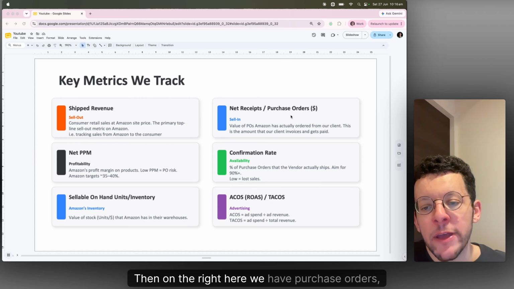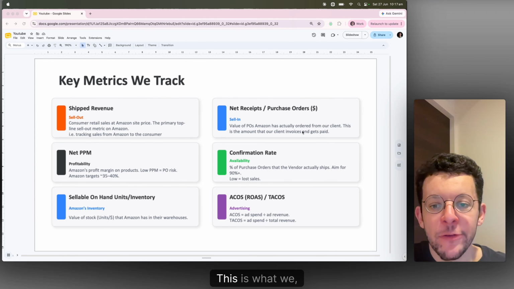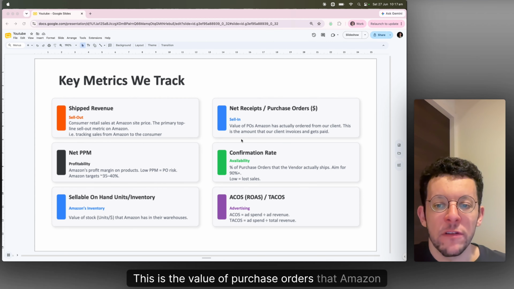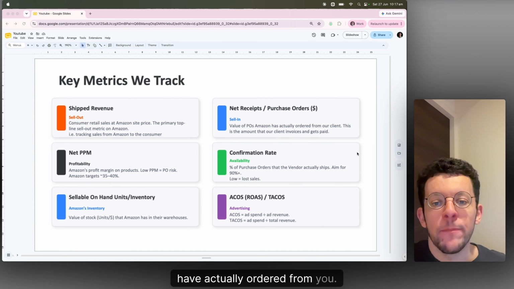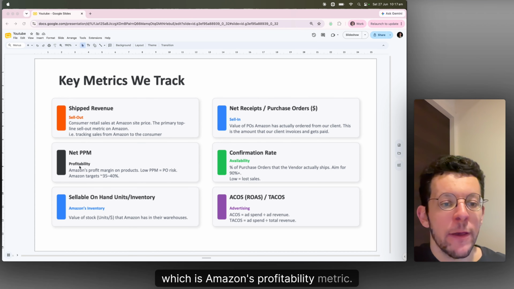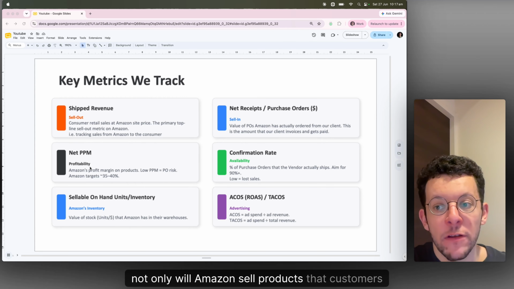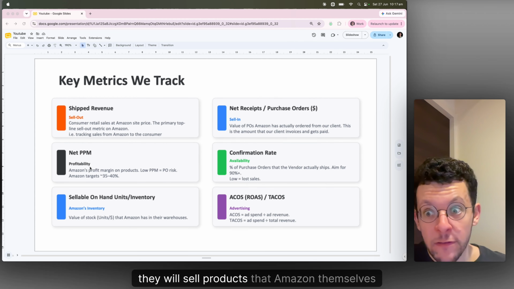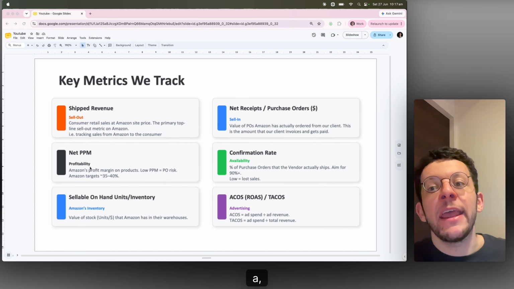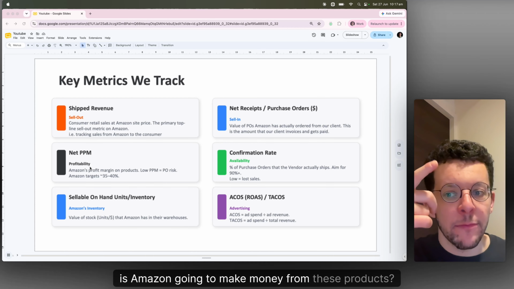Then on the right here, we have purchase orders, also called net receipts. This is what I was referring to as sell-in. This is the value of purchase orders that Amazon have actually ordered from you. We have net PPM, which is Amazon's profitability metric. Not only will Amazon sell products that customers want, they will sell products that Amazon themselves make money on. And so you have to be equally as concerned about A, is there customer demand? And B, is Amazon going to make money from these products?